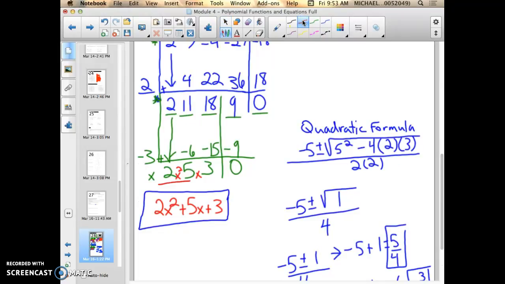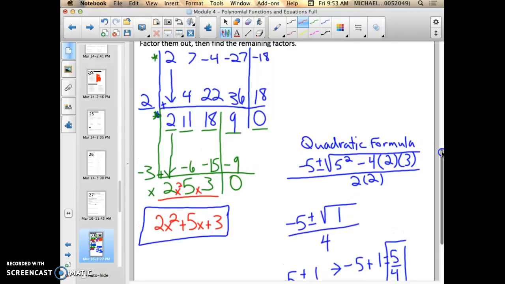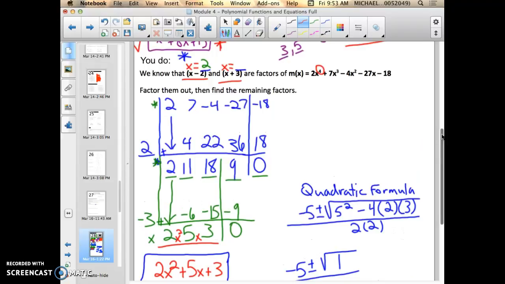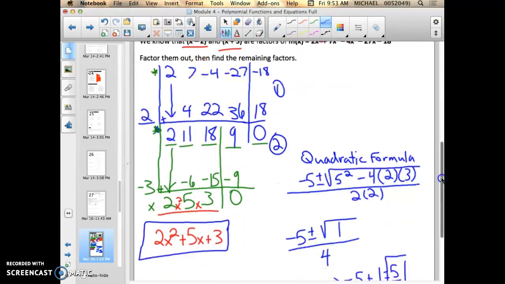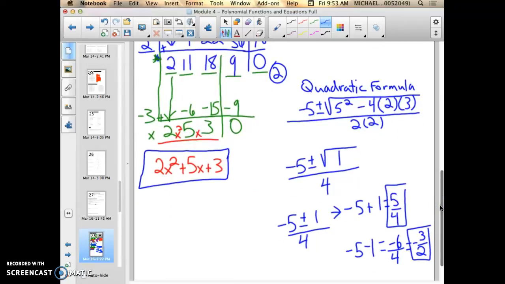If you did this correctly, you should have gotten to here, at least. And then if you rewrote it like you should, remember, you lose a power every time you synthetically divide. So we started with the power of 4. We did synthetic division 1 time, then 2 times. So my final polynomial would have the highest power of 4 minus 2, which is 2. So I rewrite it as 2x squared, and then the next one after x squared is just an x, and then finally just the constant. To rewrite the polynomial function, it becomes 2x squared plus 5x plus 3.